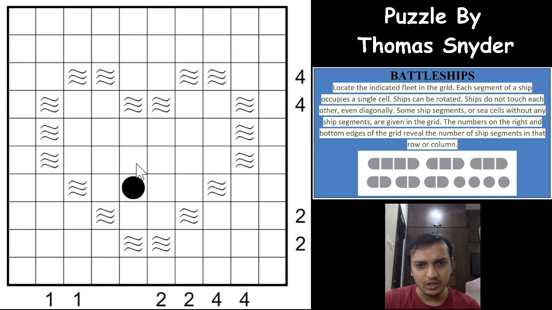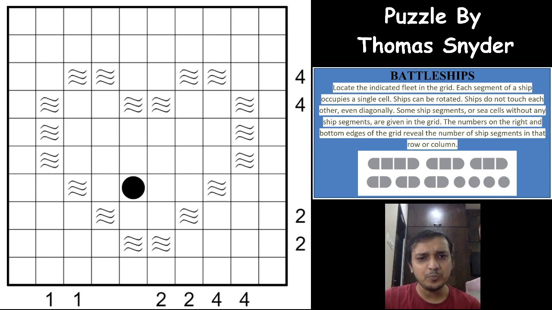So coming on to the puzzle, according to the rules, there are 10 fleets indicated below the rules. As you can see, there are exactly 10 fleets. There are different sizes of ships, right? One ship will have 4 segments, 2 ships will have 3 segments, 3 ships will have 2 segments, and there are 4 single cell ship segments, right?